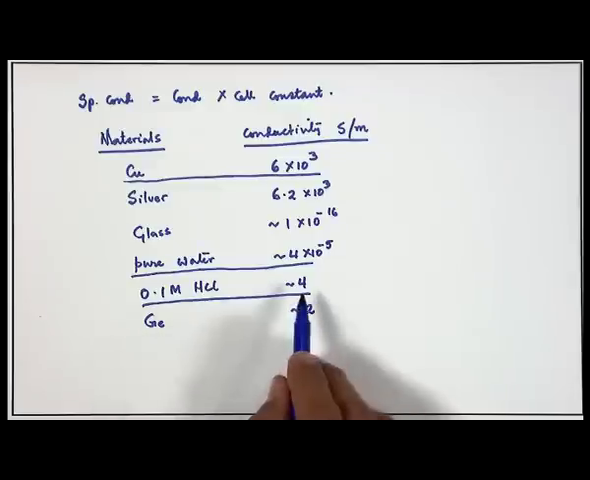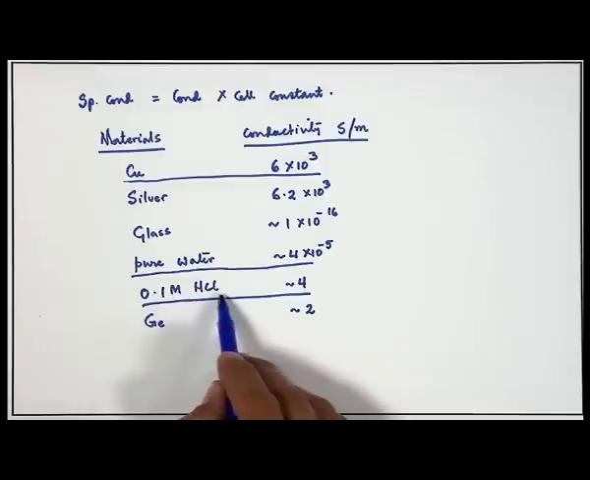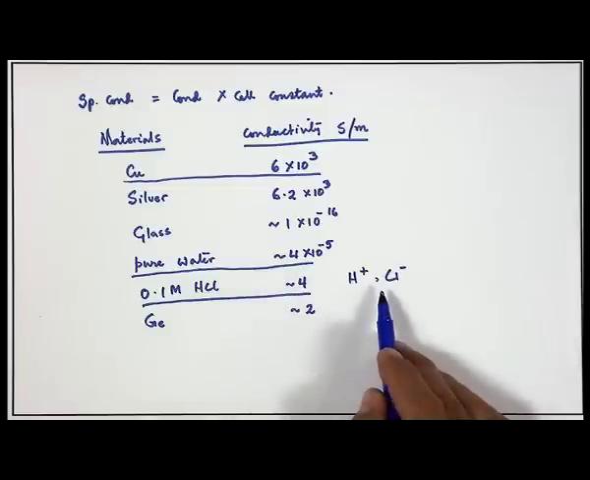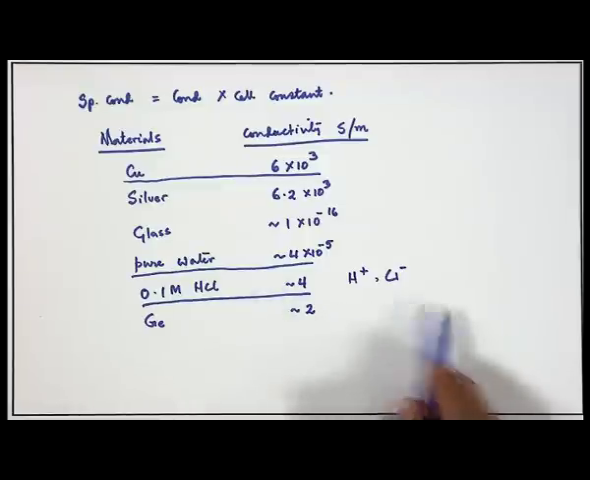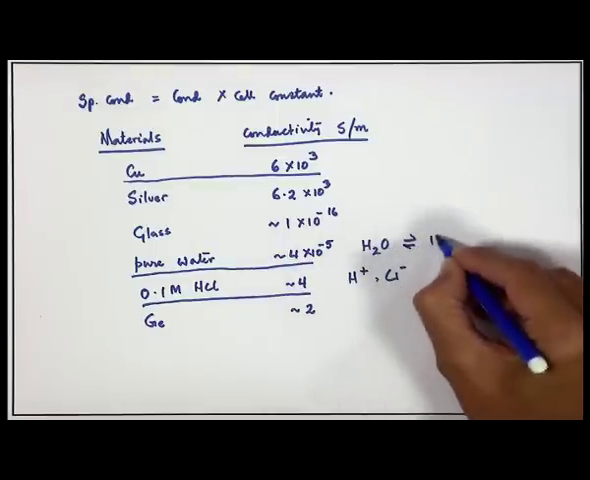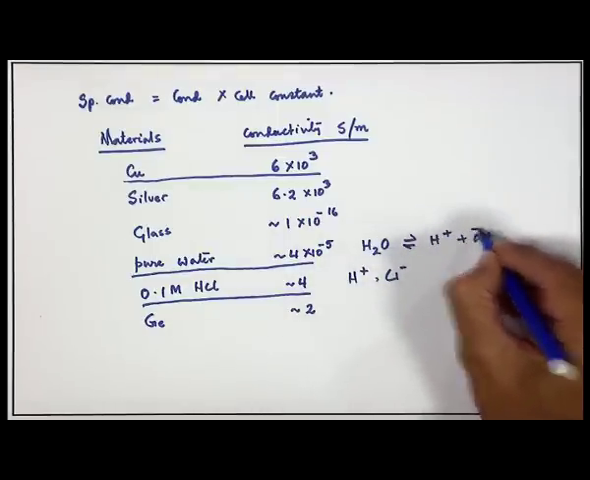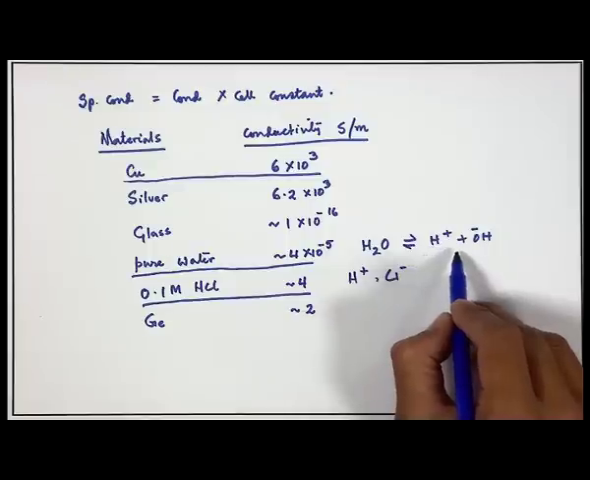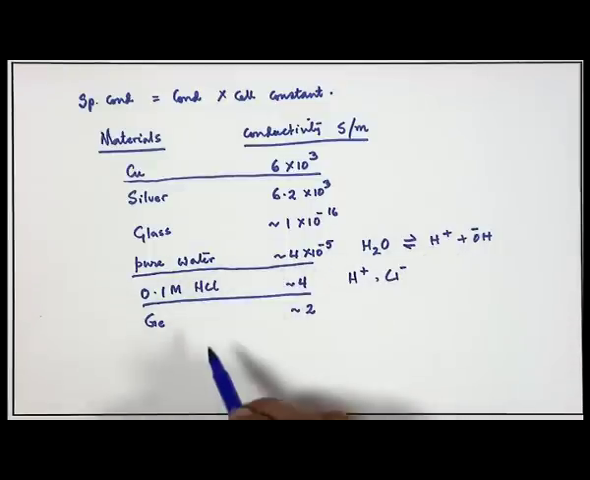Okay. So why is this happening? I mean the clear cut answer is that in 0.1 molar HCl you have H plus and Cl minus ions. So these are responsible for the transport of electrical charge from one position to the other. In case of pure water, it is feebly ionized. Water is feebly ionized to H plus and OH minus, very feebly ionized. So therefore, since the ions present in pure water are very less in number, conductivity is quite low. Okay. So this gives you some idea about the conductivity of various materials.